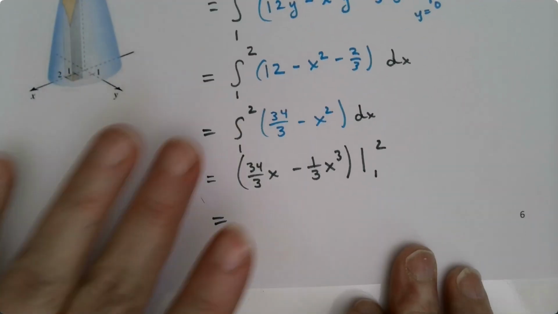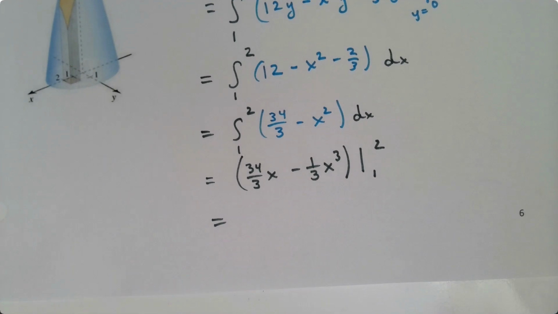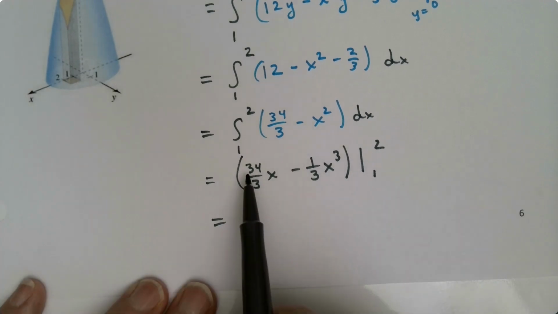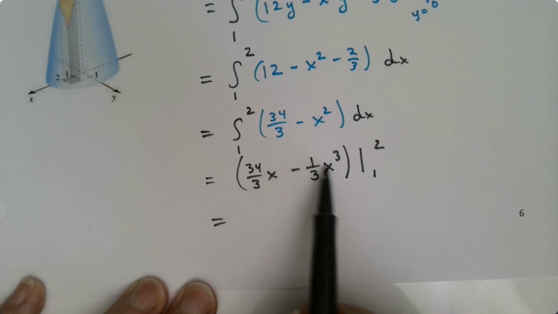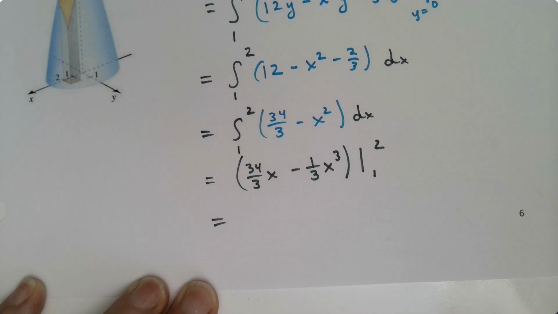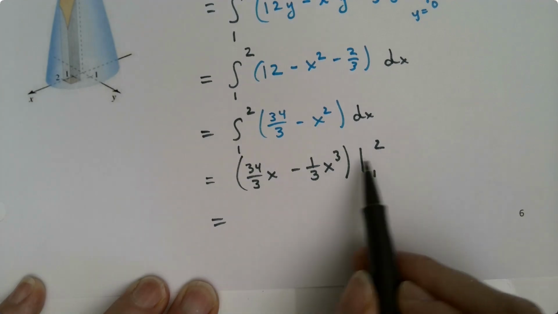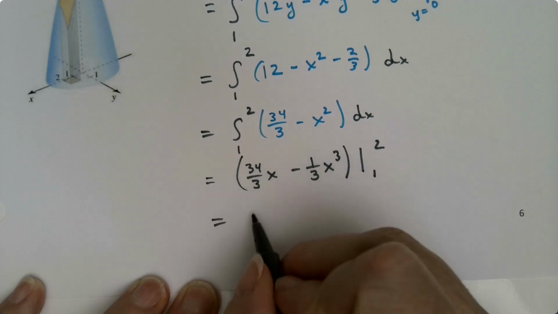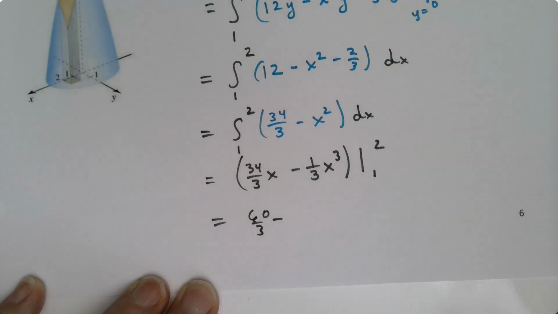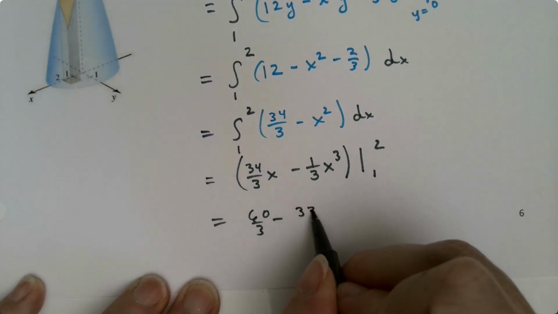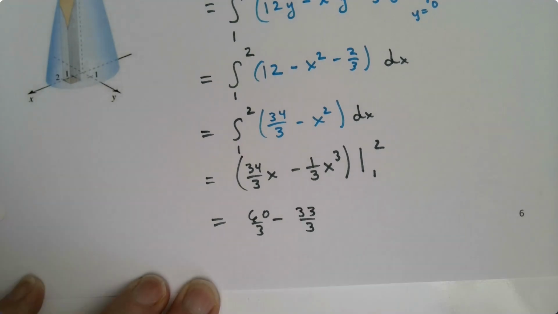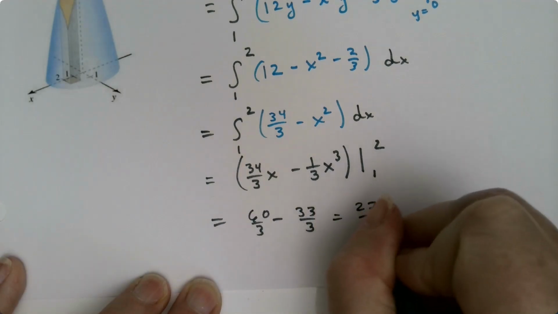And, you know, we can stick that into Maple, we can stick it into Desmos, whatever, and we would get a value. Actually, I think we can do this in our head. 68 take away 8, right? Well, I can do the two part in my head. So it'd be 68 take away 8, so it's 60 over 3 take away 33 over 3. So that's 27 over 3, which is 9.